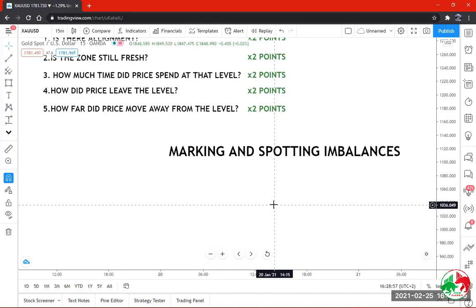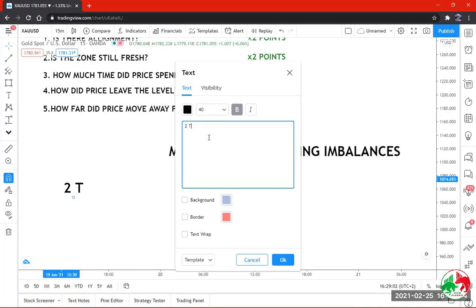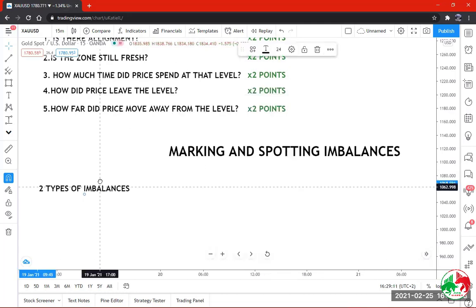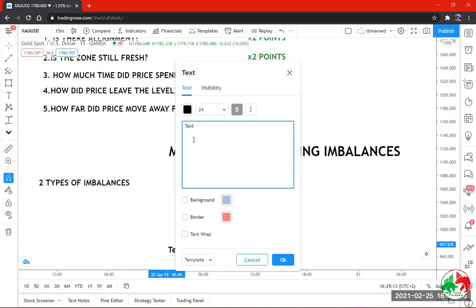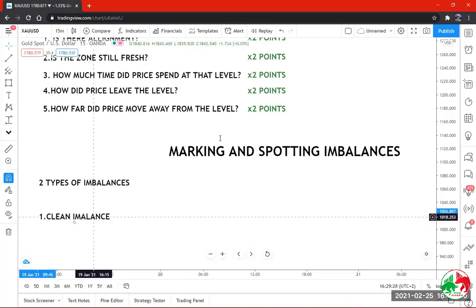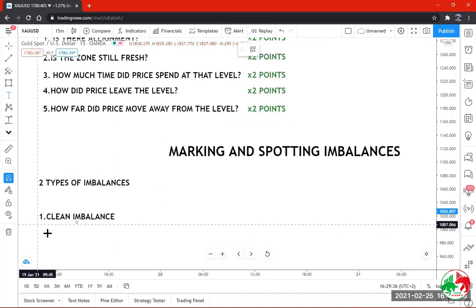So we have two types of imbalances. We have a clean imbalance. Then we have the unclean imbalance.